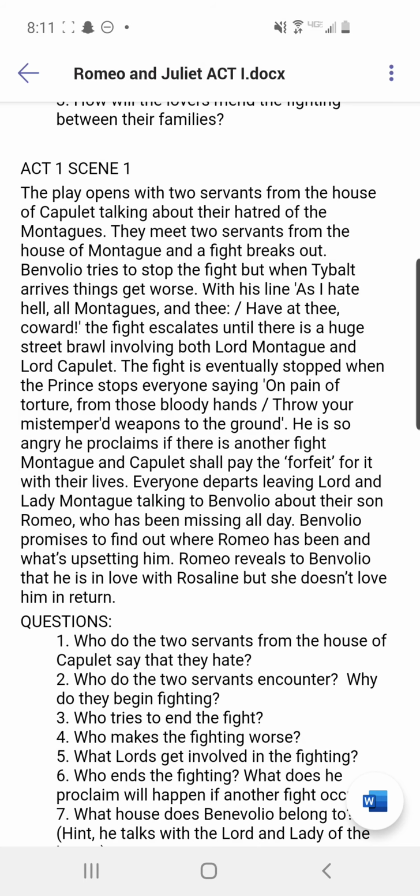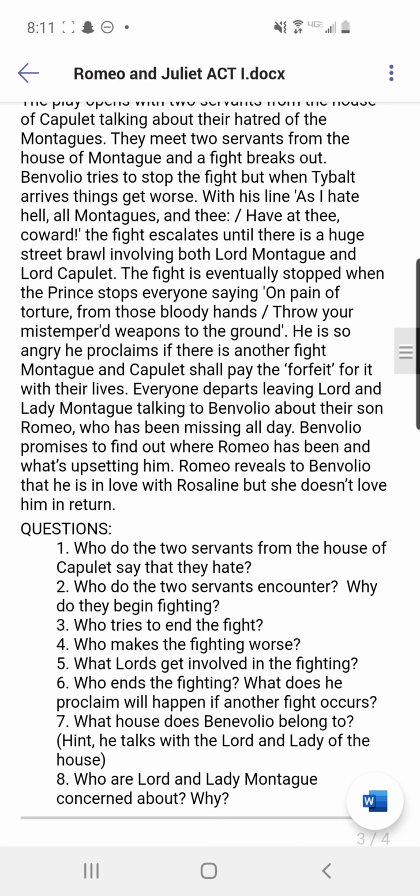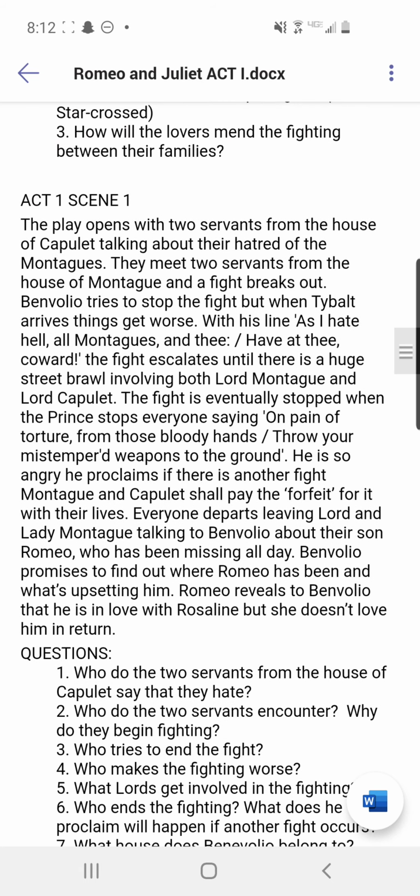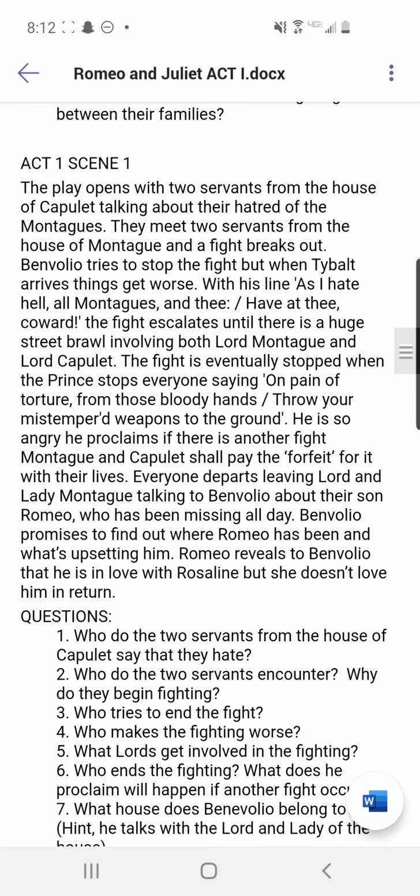They are constantly fighting. Who tries to end the fighting? Let me look. Benvolio tries to end the fighting. So this is a really cool thing to remember about Benvolio. How do you say good in Spanish? Bien. Name starts with Ben. It's intentional, okay? So remember that he's the good guy. He's always going to try to do the right thing. So Benvolio tries to stop the fighting.